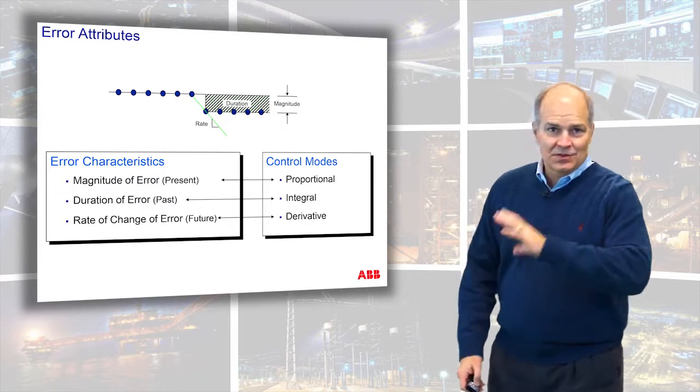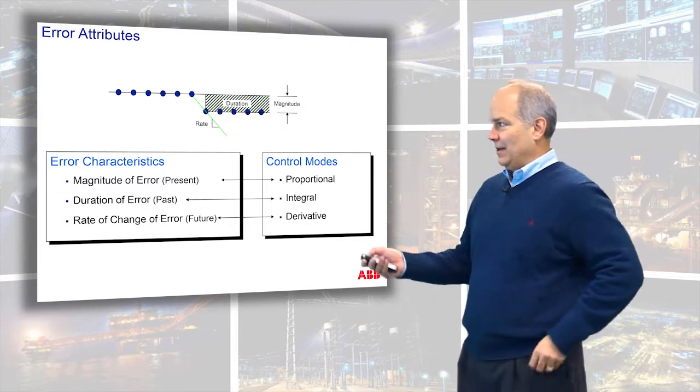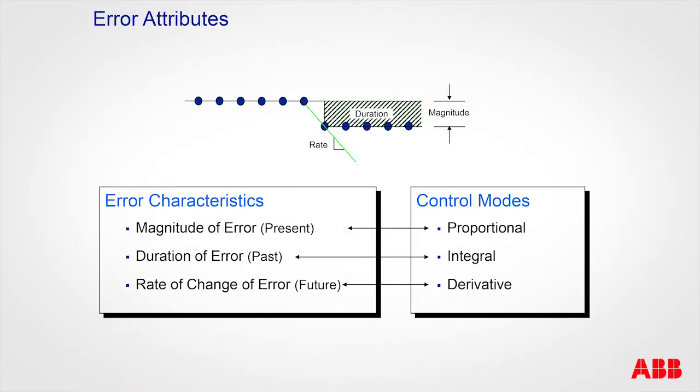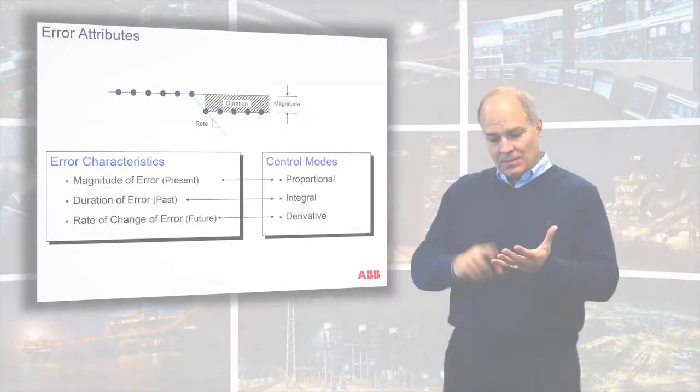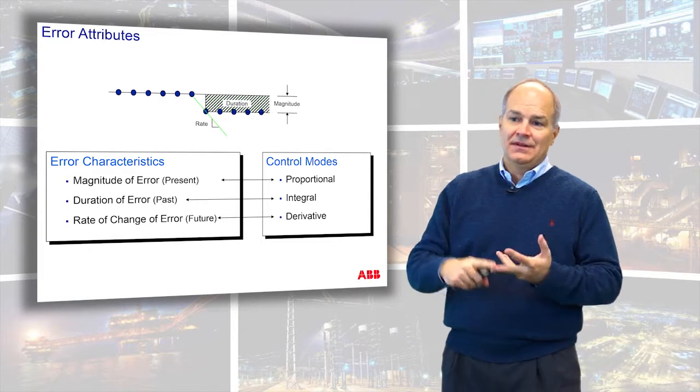This is just a quick review to show that we have the attributes of a set point, and then the measured value moves away from it for whatever reason: a disturbance, a load change, something happened. And there's three things: magnitude of error, which represents the present error, the duration of the error, which is sort of the past error, and then the rate of change, which is where this thing is going. And those directly align with proportional, integral, and derivative.